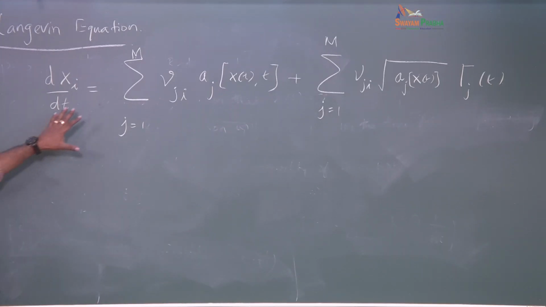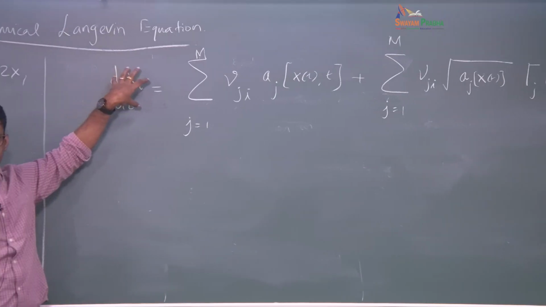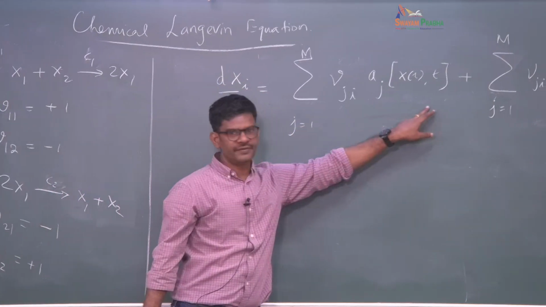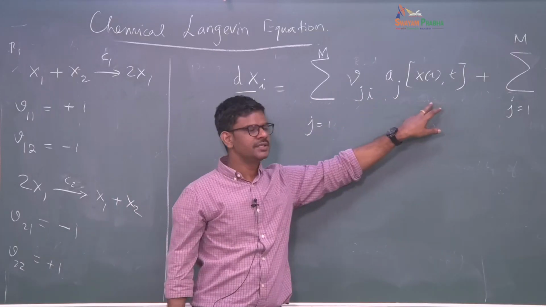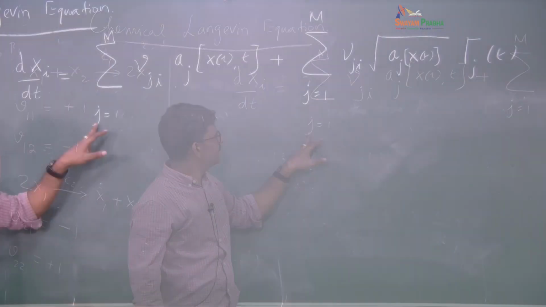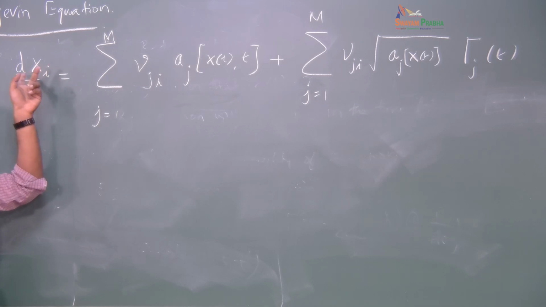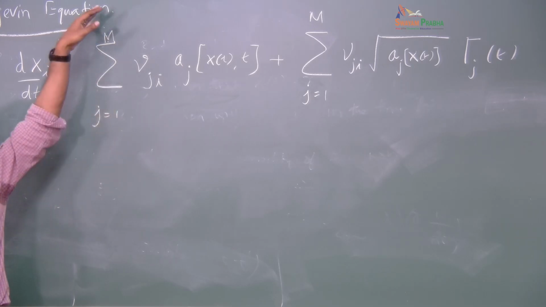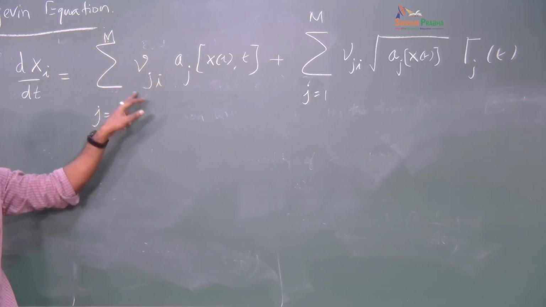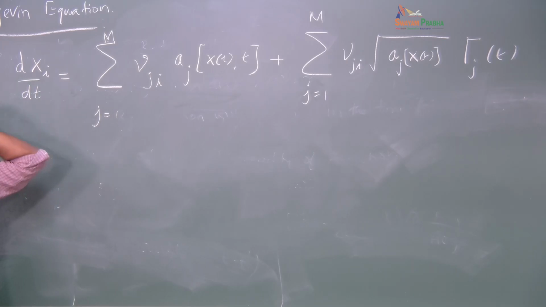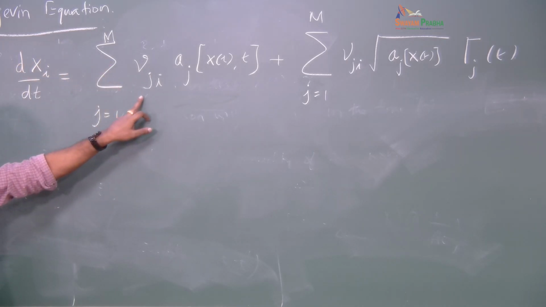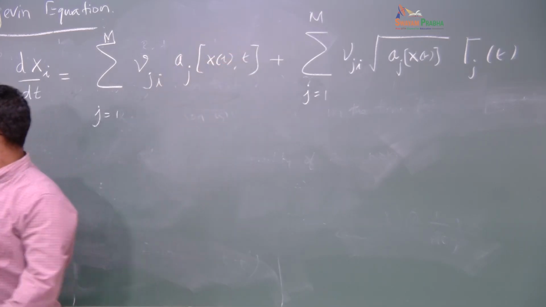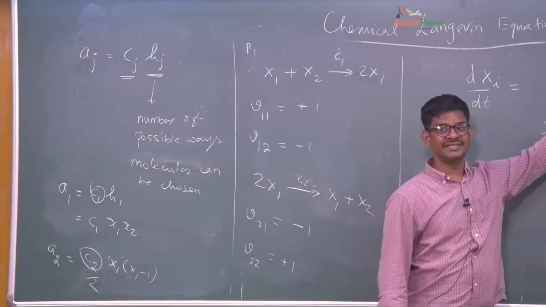So this equation basically has the Langevin character, where we are looking at the rate of change of the ith species concentration. So you have this kind of deterministic component. This means the ith species can be affected by reactions 1 to m, and this term tells you how the ith species will change due to the jth reaction. And this is the propensity function, like we wrote here. So this is more like a deterministic component.